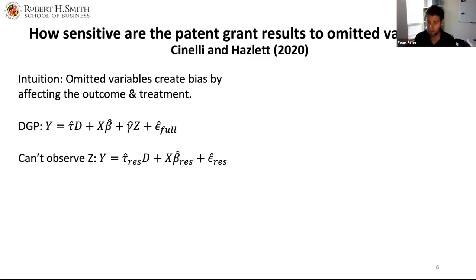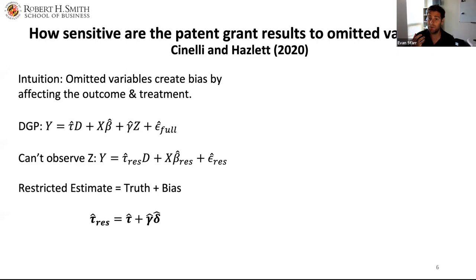If you go through some of the standard algebra here, if you just estimate this restricted model, which is what you have to estimate because you can't observe Z, then your restricted estimate, your tau hat, is going to be equal to the truth plus some bias term. And we can write out exactly what it's going to be. Your estimate is going to be equal to the truth plus the product of two terms. The first term is delta hat. You'll have to circle back to the first equation here. Delta hat is the direct relationship between Z and your outcome variable. If you go back to the data generating process, that's where delta hat comes from.